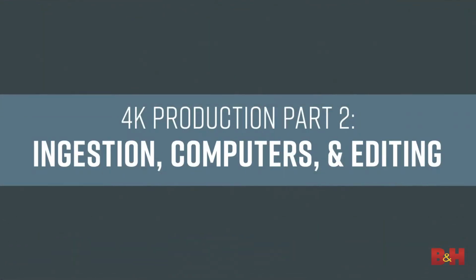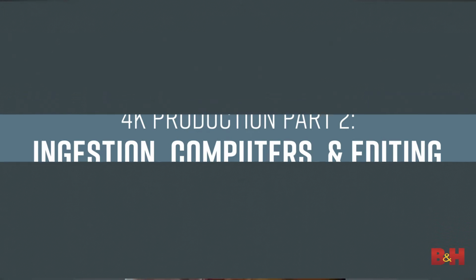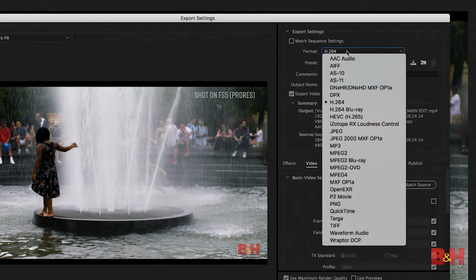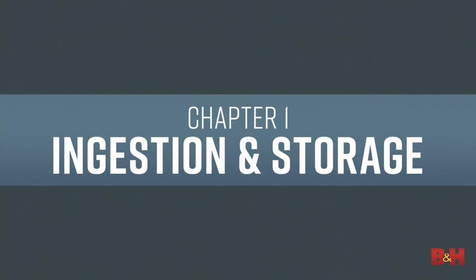We're going to break this video down into ingestion and storage, computer hardware, and editing workflow to give you an idea of what's possible. Now, before we begin, keep in mind that the decisions we make in this video directly tie into part 3, which will cover color grading workflows and exporting your finished video. To begin, let's start by ingesting some of the footage we shot from part 1.